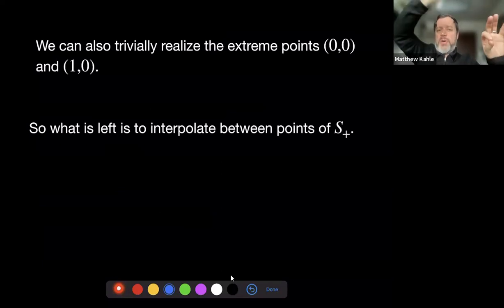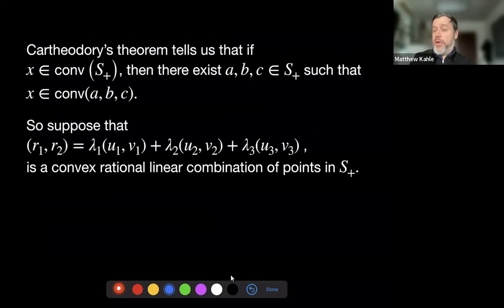So we got all these points SK. It's also easy to get (0, 0) and (1, 0). So then we just have to interpolate between them. Maybe I'll just very quickly wave my hands at this. We have some point that's a rational linear combination of some of these points that are the extreme points in the convex hull. But Carathéodory's theorem says if it's a convex combination of some of those points, it's actually a convex combination of just 3 of those points because we're in the plane. So just pick 3 points and we have a rational convex combination of them. That's our point (R1, R2) that we're trying to hit.